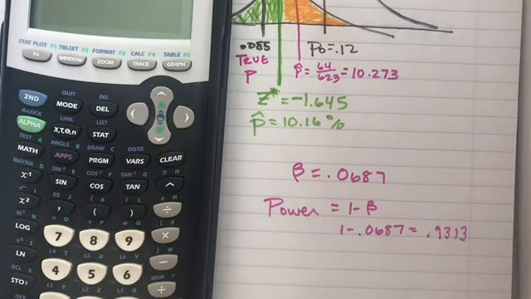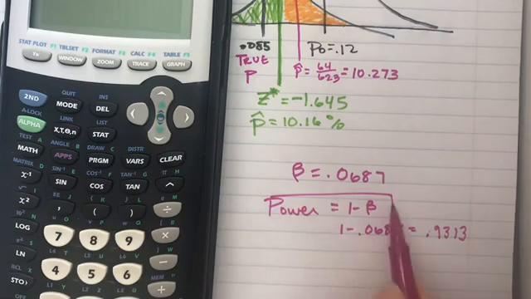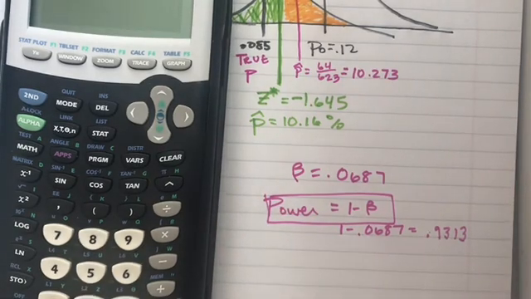But I want you to know something, that the AP exam has only ever asked for you to actually calculate this value once. What you have to know is how power and beta are connected.